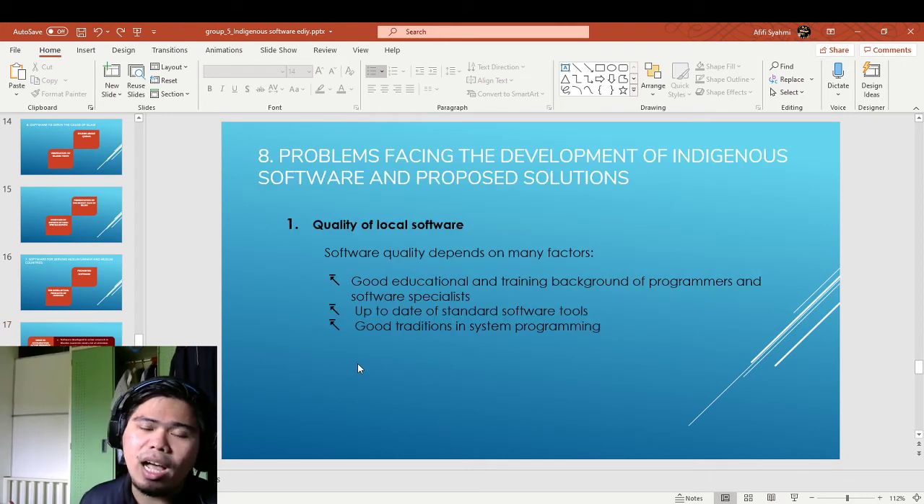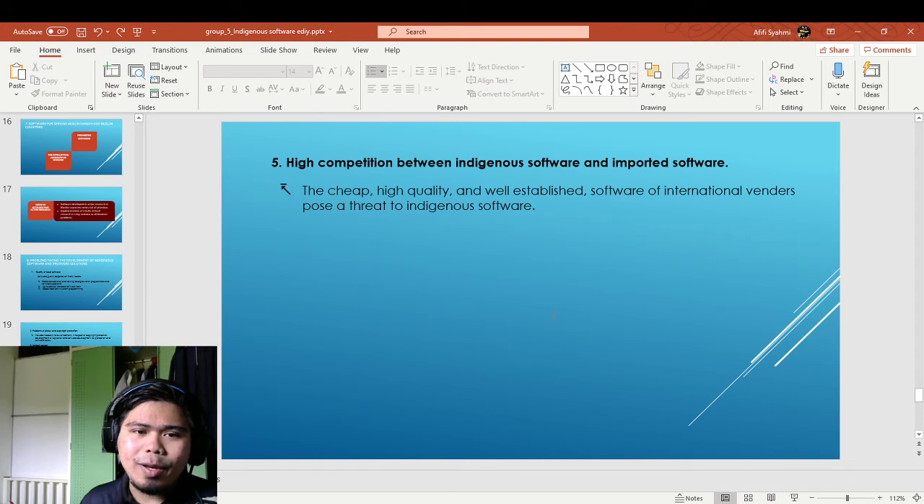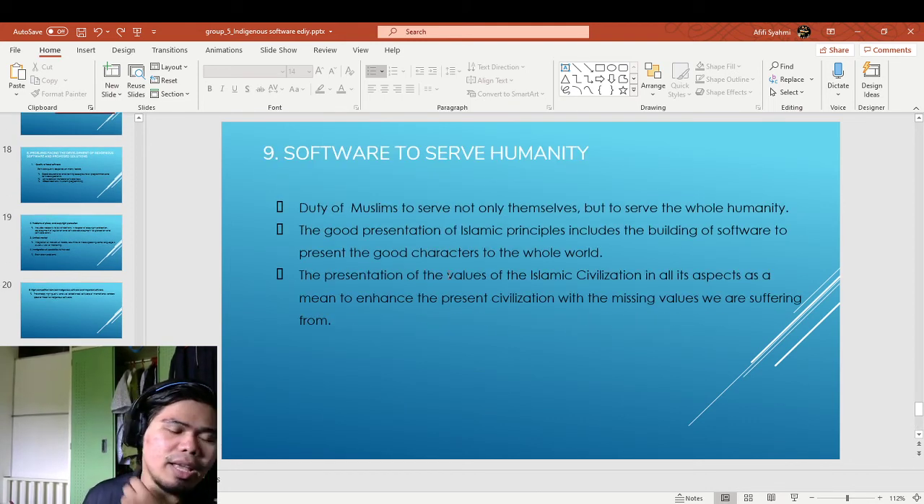Okay, next are the problems faced by the development of indigenous software and proposed solutions. The first is the quality of the local software; quality is an important thing. Then piracy and copyright protection, a very common thing happening nowadays, and the limited market. It's very important for them to find the market to get their apps downloaded by the users. And last but not least, the immigration of specialists to the West. So these are the challenges faced. And there is high competition between indigenous software and imported software, with a lot of differences in terms of price, being well established, and so on.